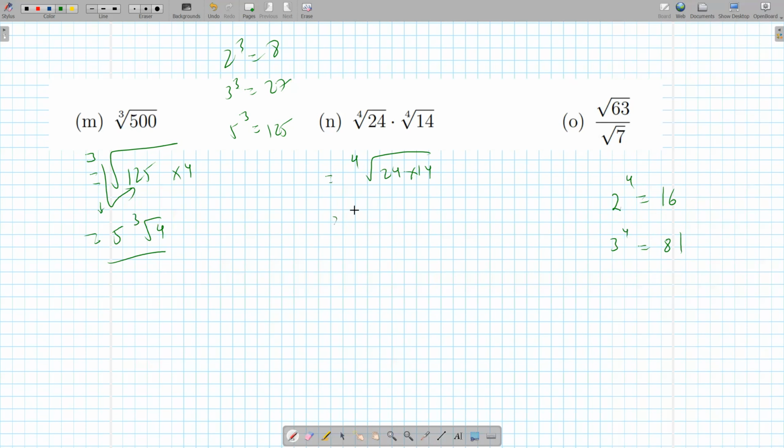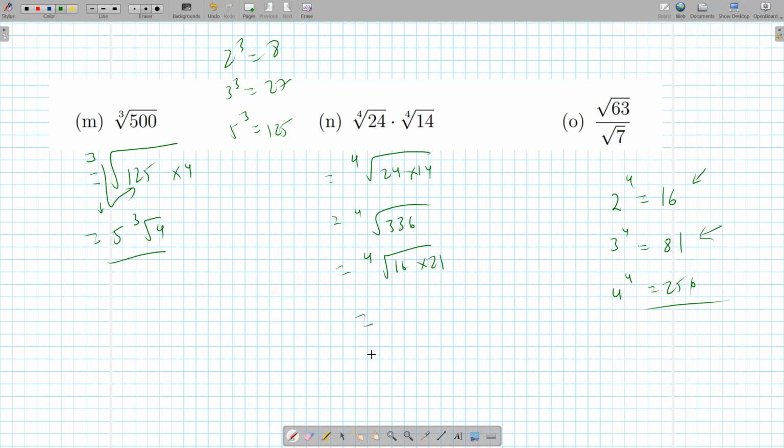And that is going to be, what's 24 times 14? 336. 4 to the power 4, maybe we're going to need it, is 256. It's too big. Now the question is, how do you write 336 in terms of either this times something or this times something? 336 is not divisible by 81, but it is divisible by 16, okay? Look at this. We get 16 times 21.